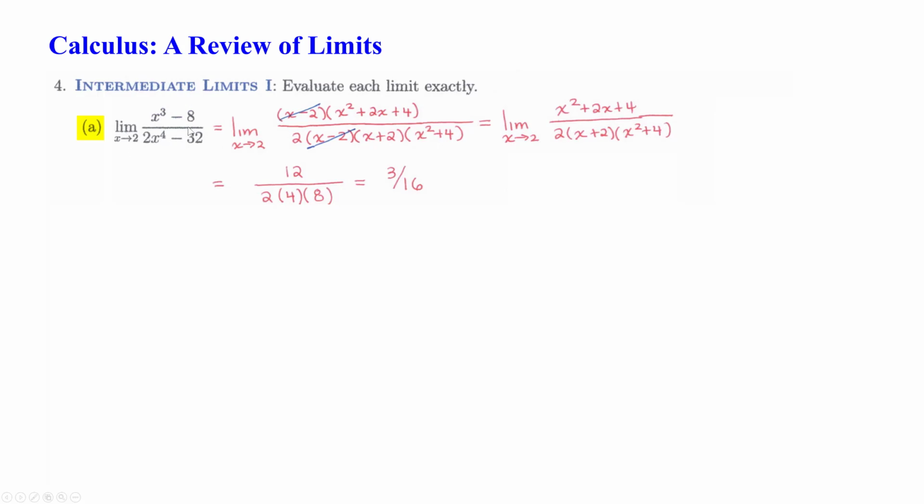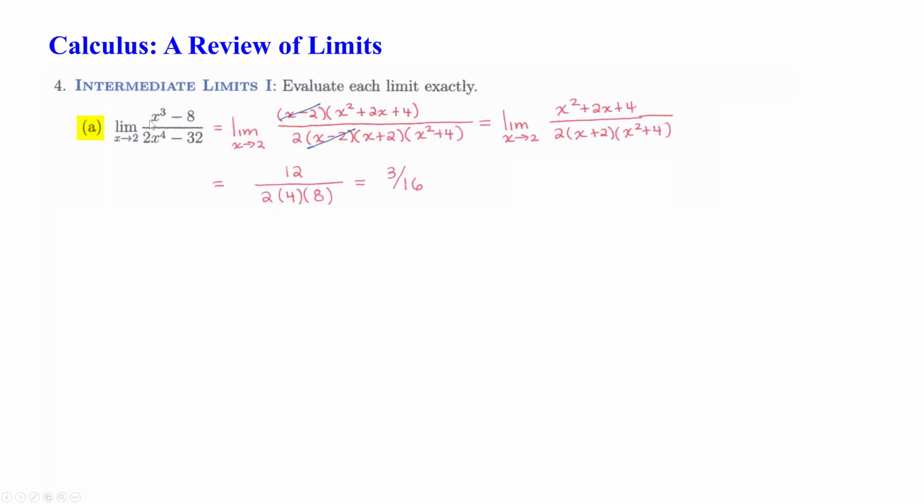Can you evaluate this rational function simply by plugging in? The answer is no, because you would get 0 in the denominator. 2 to the 4 is 16. 16 times 2 is 32. 32 minus 32 is 0. So you cannot plug in to achieve this limit.